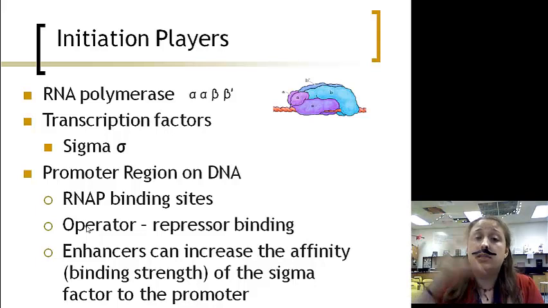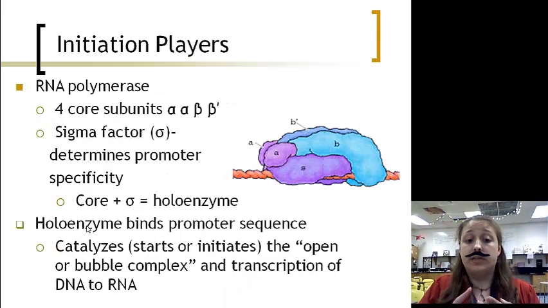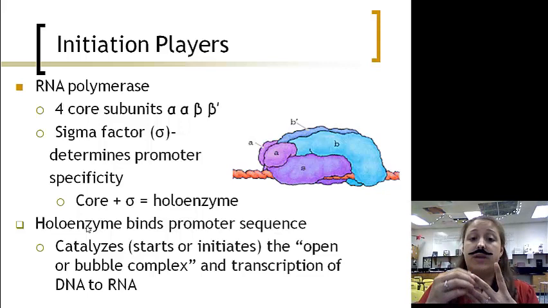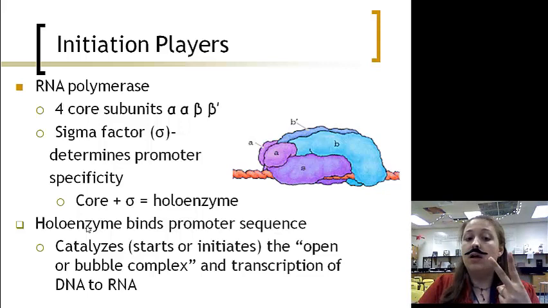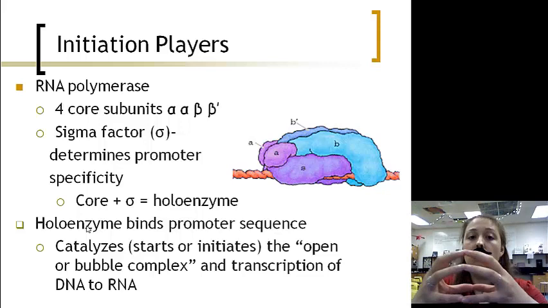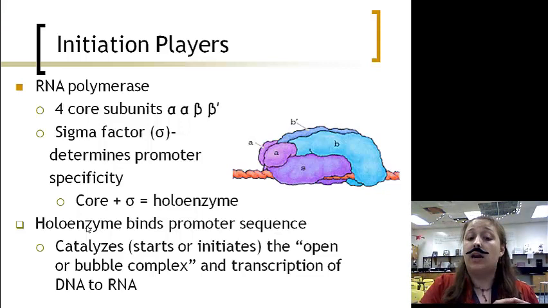More about RNA polymerase. RNA polymerase, like I said, has 4 core subunits, 2 alphas, a beta, and a beta prime. And it's also got that sigma factor. The sigma factor determines which promoter it's going to land on and which gene it's going to actually transcribe. The core and the sigma must combine to create a holoenzyme. The holoenzyme will then go and bind to that promoter sequence and catalyze or start the opening of that DNA to create a bubble complex and start transcription of DNA to RNA.